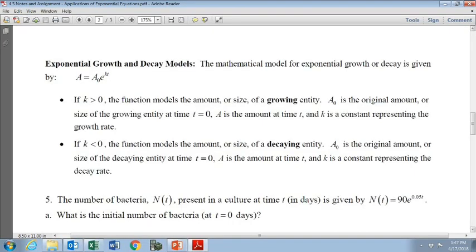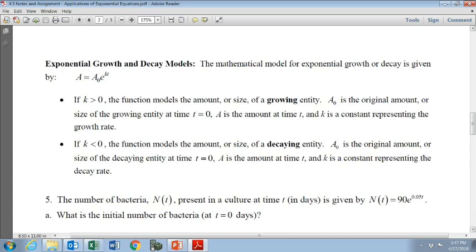In this video, I'm going to complete what we were doing in section 4.5, where we were looking at applications of exponential functions. We were pretty close, we had just a couple of problems left to do. Here it says exponential growth and decay models. We're going to focus on exponential growth.